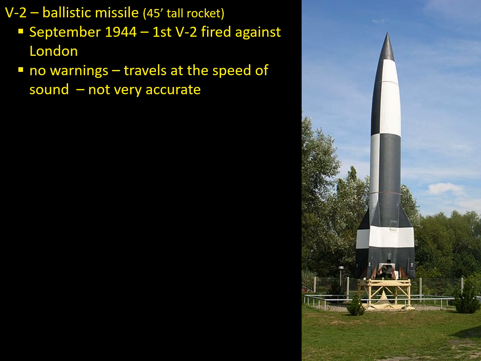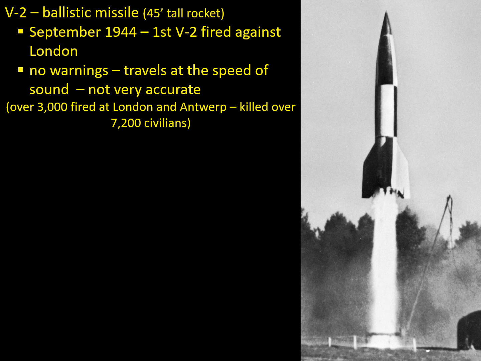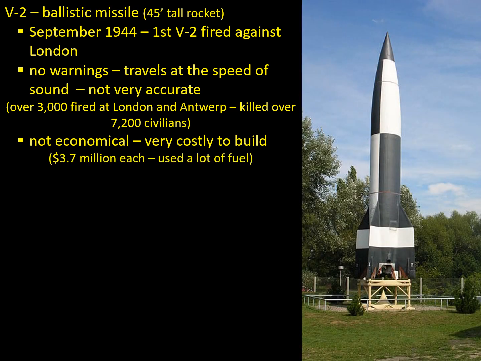The scary thing was, since they couldn't be heard, the people in London would just see an explosion that would destroy buildings and kill so many people, and they had no idea where it came from. Over 3,000 were fired at London and the Belgian city of Antwerp, killing over 7,200 civilians. They weren't very economical, though. They were very costly to build, at $3.7 million each, and they also used a lot of fuel that could have been used for their planes.